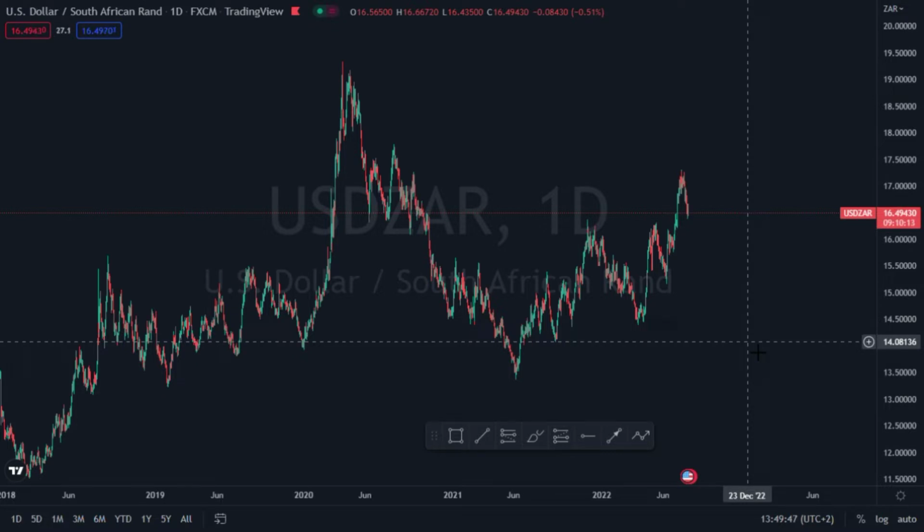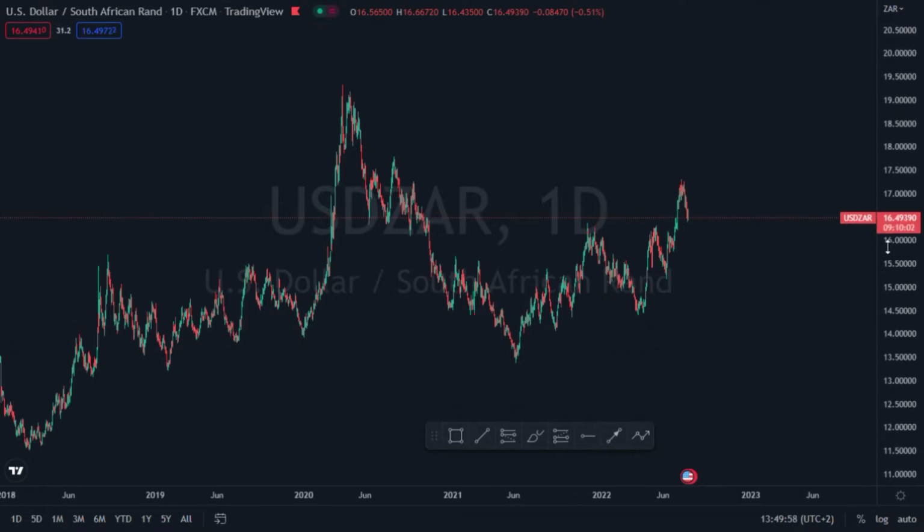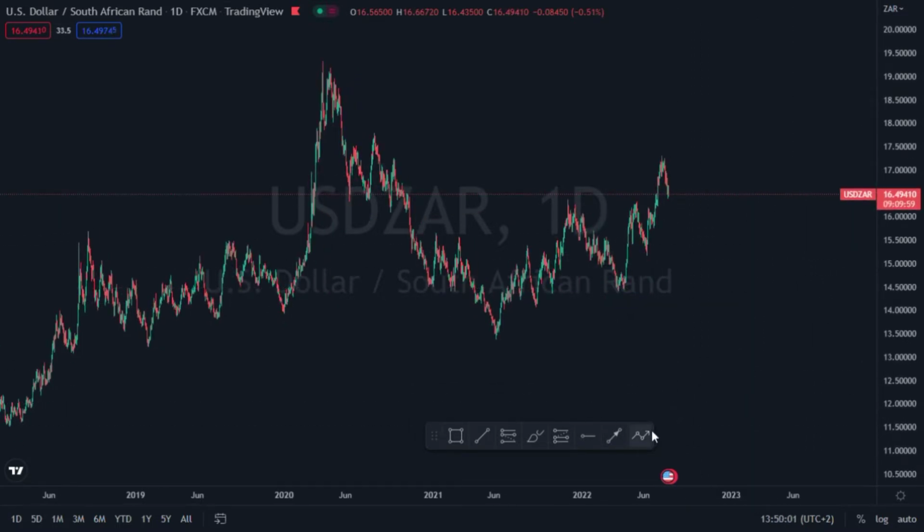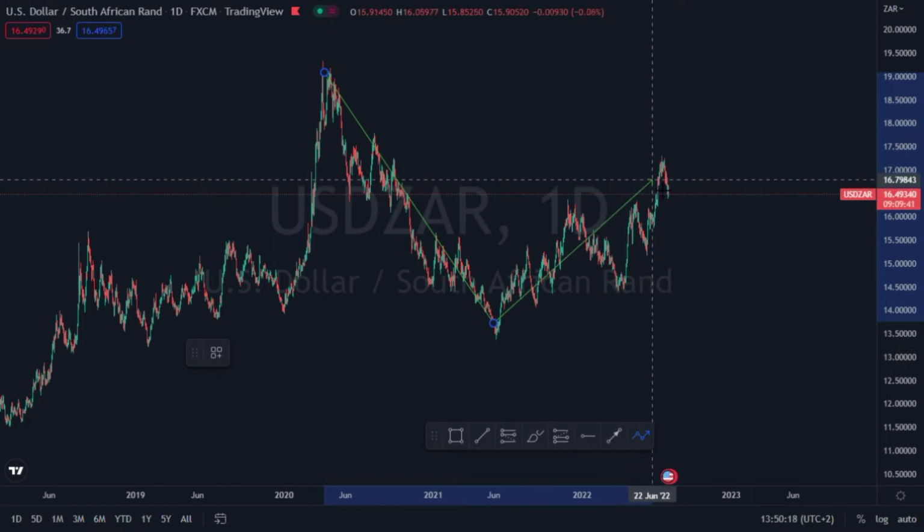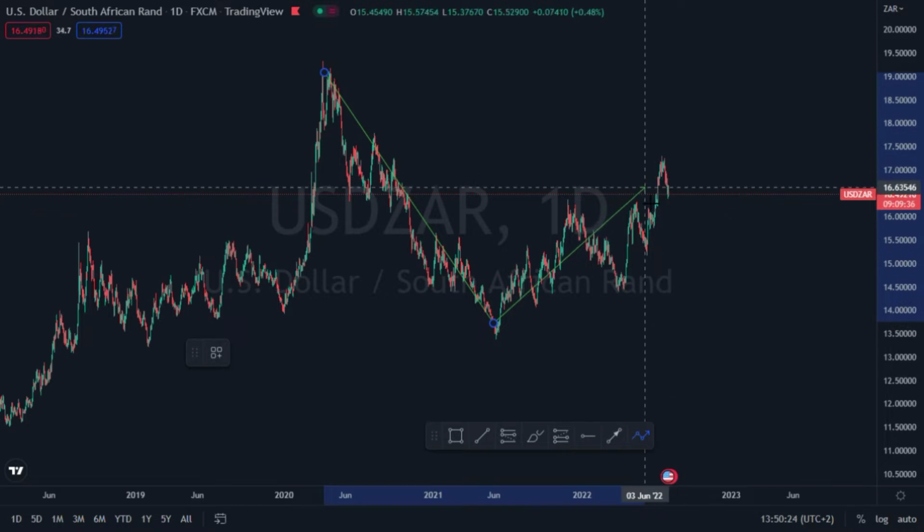So without wasting much time, because I don't want this video to be long. Here we're looking at USDZAR on the daily time frame. As you can see how the market has been moving previously, you can see this impulsive movement to the downside, of which this impulse movement created this correction type of market structure, which is the ascending structure. This ascending structure is the continuation pattern to the downside, right?